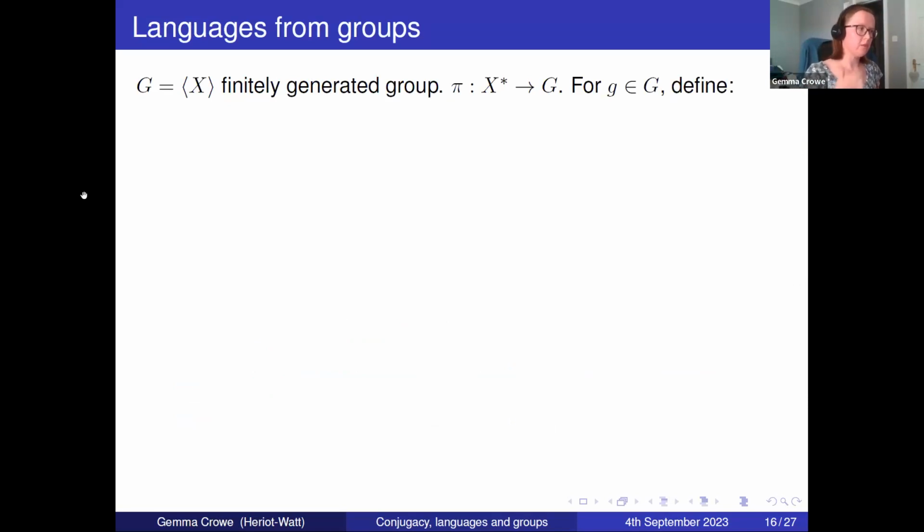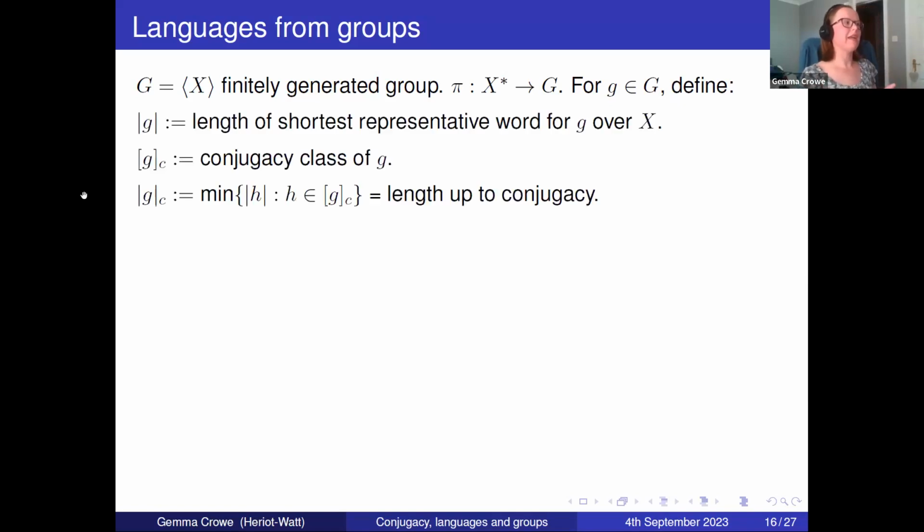So now imagine we have a finitely generated group with a generating set X. And pi here is just simply your natural projection from words to group elements. Now the next bit is very notation heavy, but I promise there's examples coming. So if it's a bit much for the notation, that's fine, don't worry. So we want to be able to create some sort of language which encapsulates conjugacy in some way.